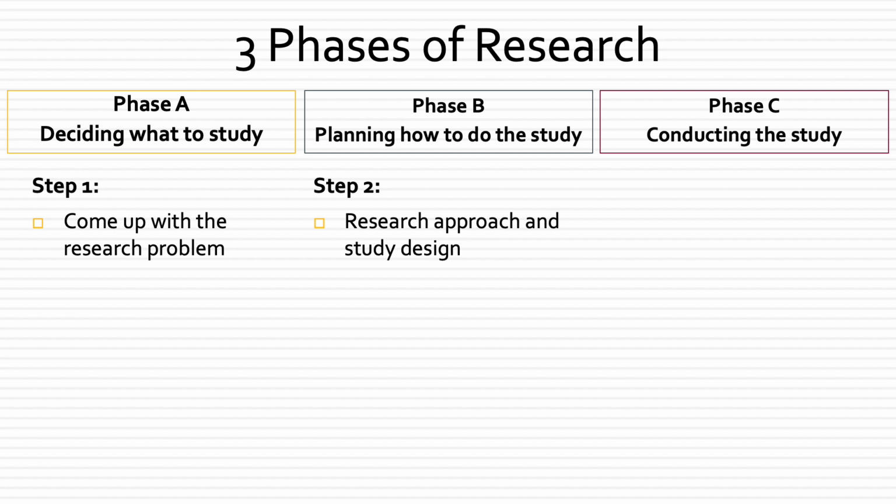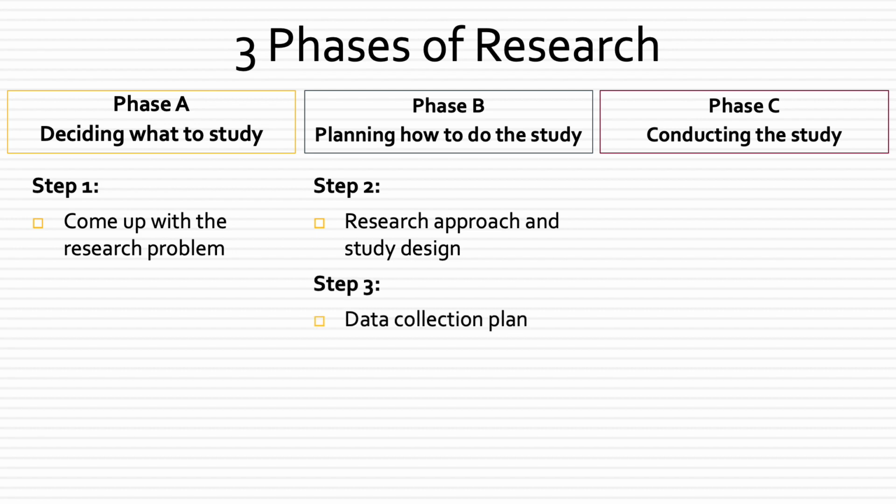Step 2 is then to decide what your research approach is and how you're going to design the study. And remember, research approach is qualitative, quantitative, or mixed methods. So that's when you would decide which of those approaches that you're going to use and how you would fit that into your study design.